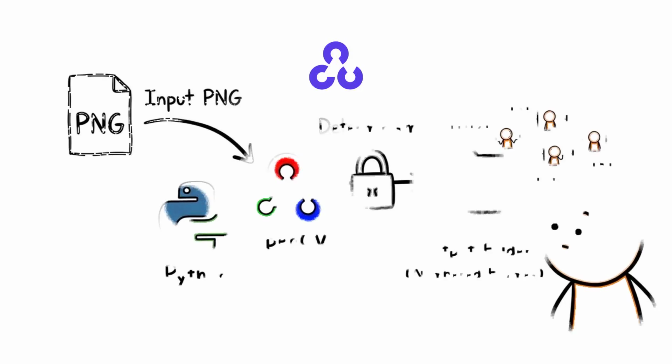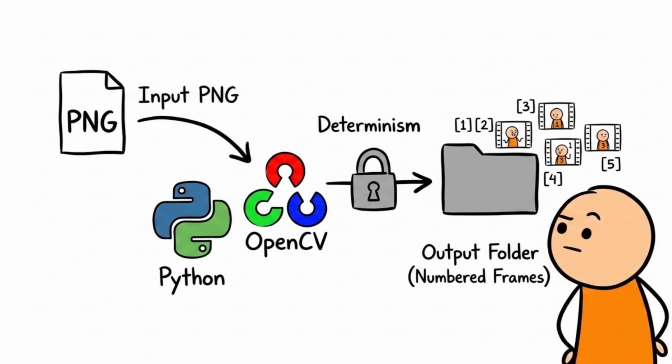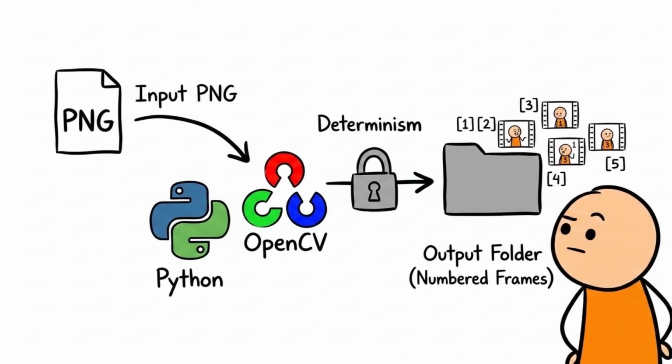The script uses OpenCV, a computer vision library. Runs locally. No AI tokens, no network calls, no randomness. Same image in, same frames out. Always.